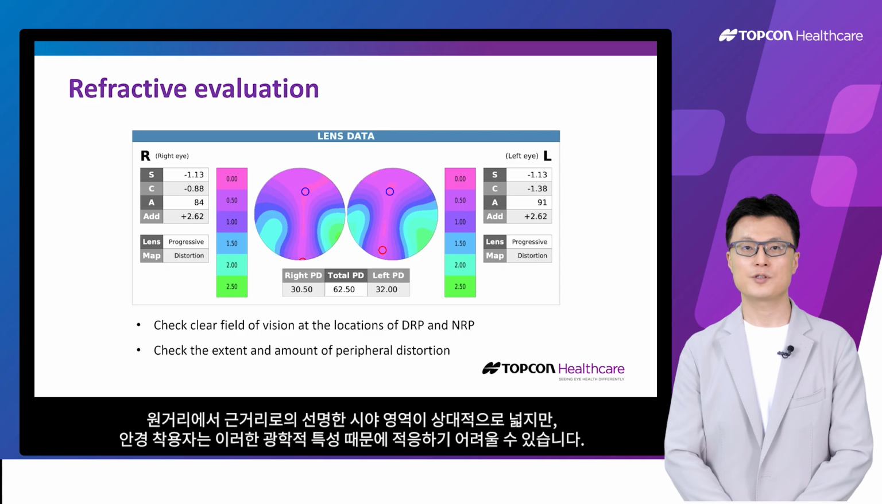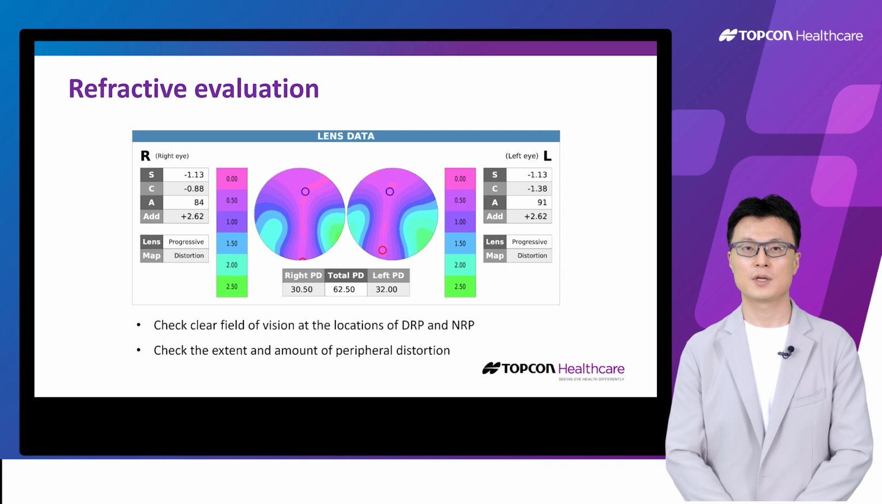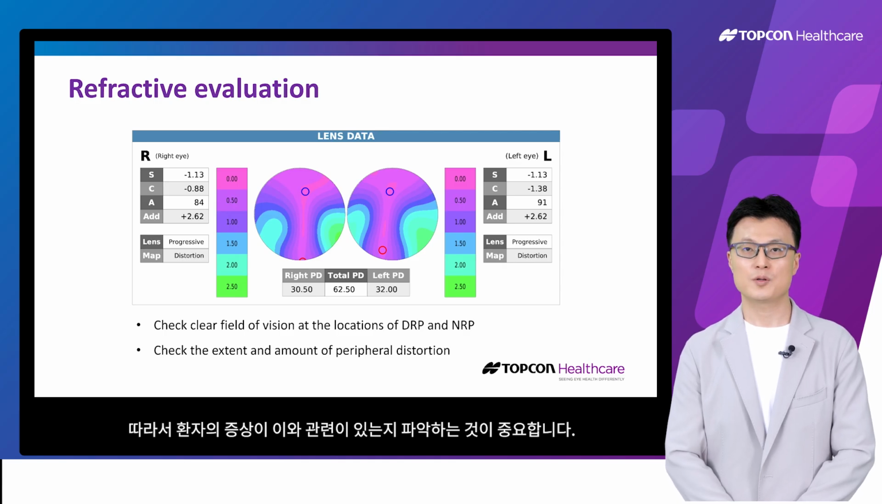While the clear viewing zone from distance to near is relatively larger, the spectacle wearers may find it difficult to adapt due to these optical characteristics. So, it's important to figure out whether the patient's symptoms are related to this.